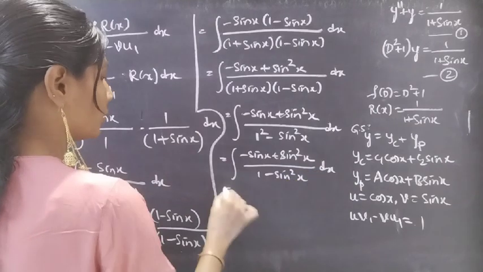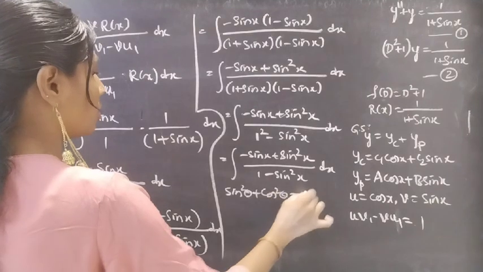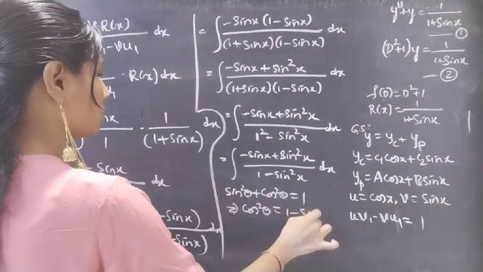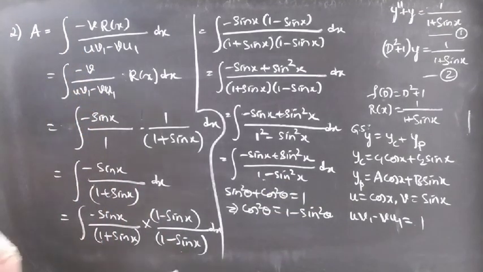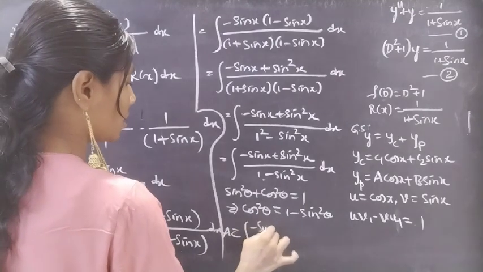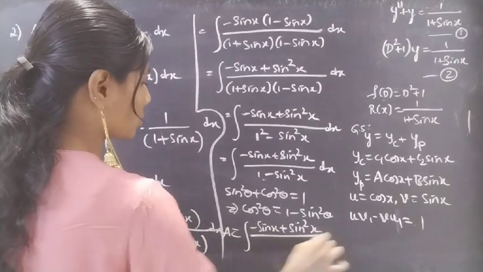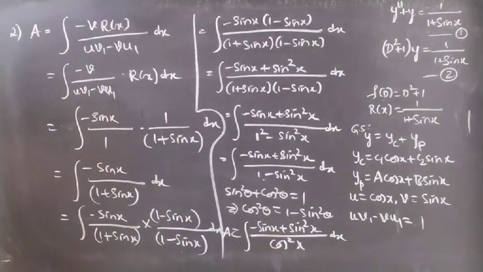Since we know that sin square theta plus cos square theta equals 1, from this we'll get cos square theta equals 1 minus sin square theta. So let's replace 1 minus sin square x with cos square x, and we'll get A equal to integral minus sin x plus sin square x by cos square x into dx. In the numerator we are having two terms and in the denominator we are having one term, so we'll split this into two terms.